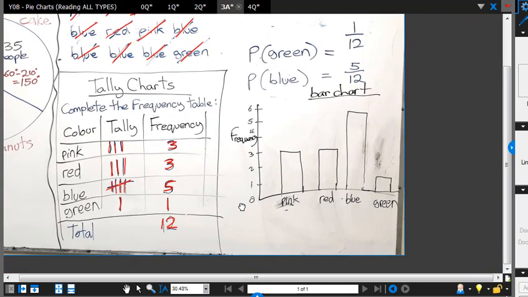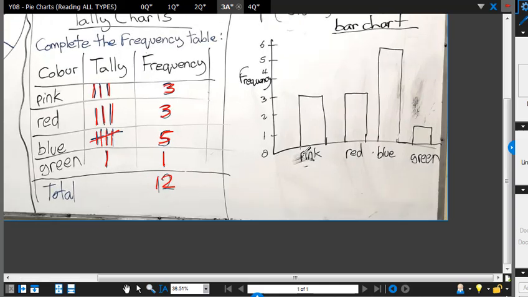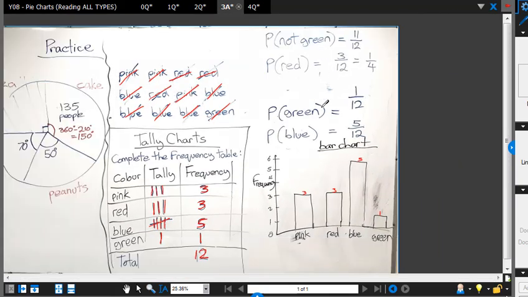Yeah, so then you might be asked, represent that on a bar chart. So for pink, we go up to 3. For red, we go up to 3. For blue, we go up to 5. You don't have to write this in, just so you know, 5. And for green, it's just 1. Okie dokie. So if this was actually drawn accurately, that would be it.